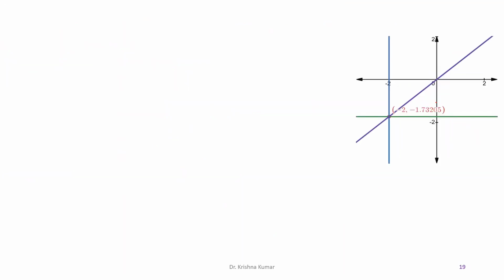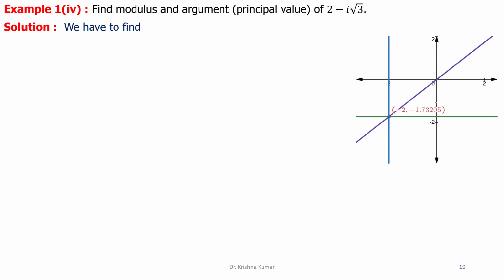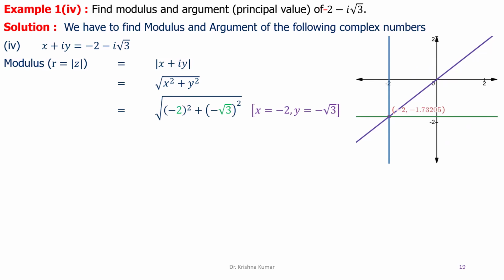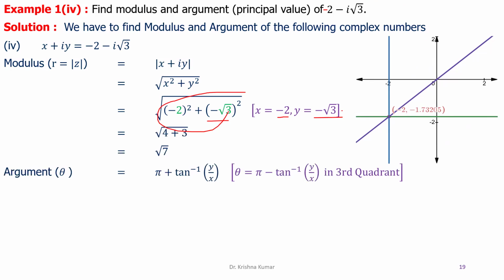Now let us take the last part of this example number 1. We want to find the modulus and argument of x plus i y equal to minus 2 minus i root 3. The modulus is given by the root of minus 2 whole squared plus minus root 3 whole squared, because x equals minus 2 and y equals minus root 3. So we have again modulus r equal to root 7.